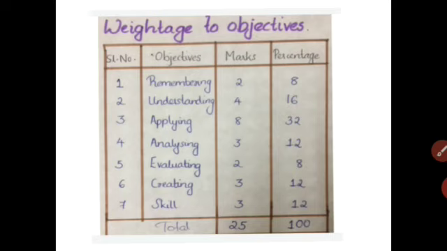The distribution of marks is such that 2 marks for remembering, 4 marks for understanding, 8 marks for applying, 3 marks for analyzing, 2 marks for evaluating, 3 marks for creating, and 3 marks for skill. And then we are taking the percentage of marks.